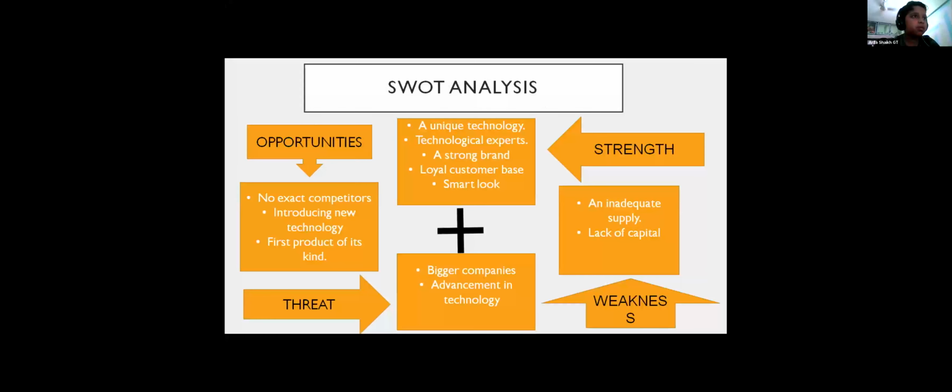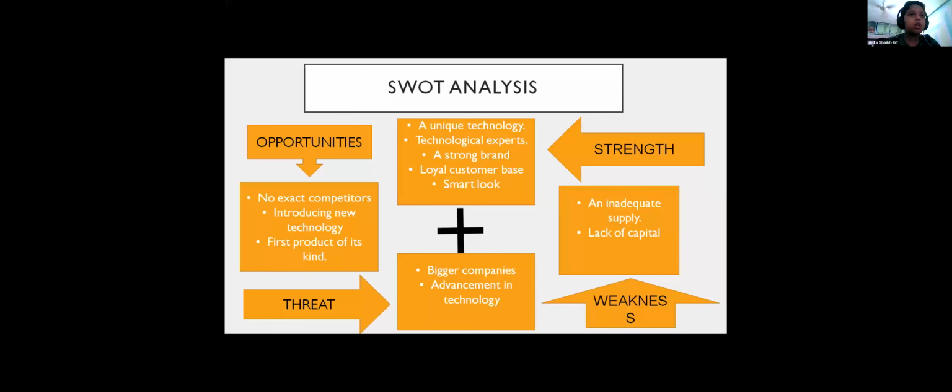Next is SWOT analysis. Strengths: a unique technology, technological experts, a strong brand, loyal customer base, and smart look. Weakness: inadequate supply and lack of capital. Opportunities: no exact competitors, introducing new technology, first product of its kind. Threats: bigger companies, advancement in technology.